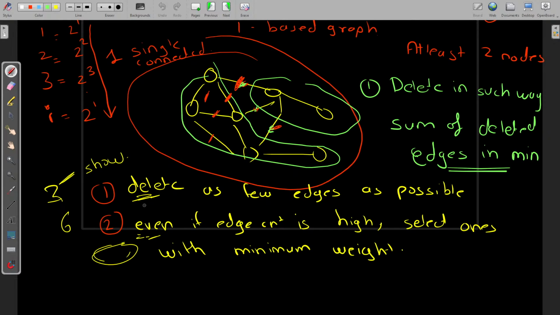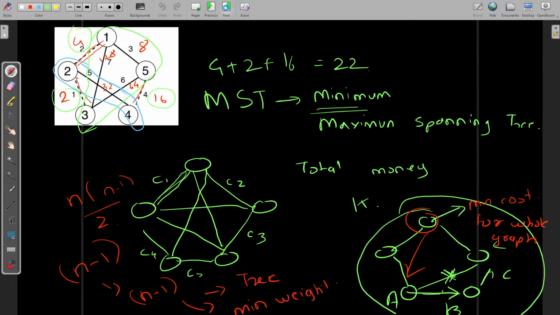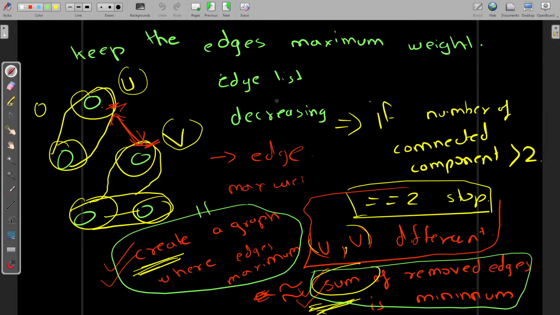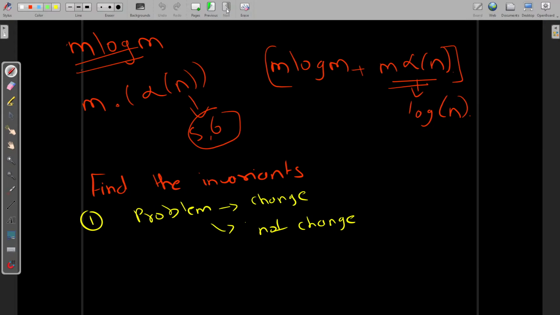Figure out some approach, and like I said, these were the two approaches that came to my mind. And then intuitively, I went with the thing, okay, if I create a graph where the edges are maximum, then the sum of edges removed would be minimum? Because most of the time they won't present you the question directly.